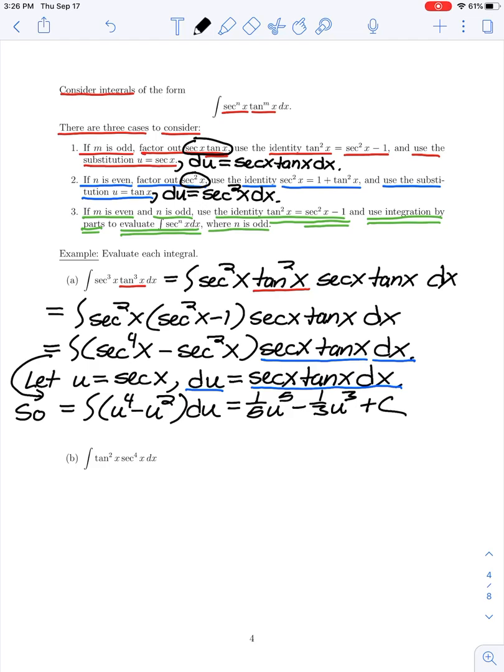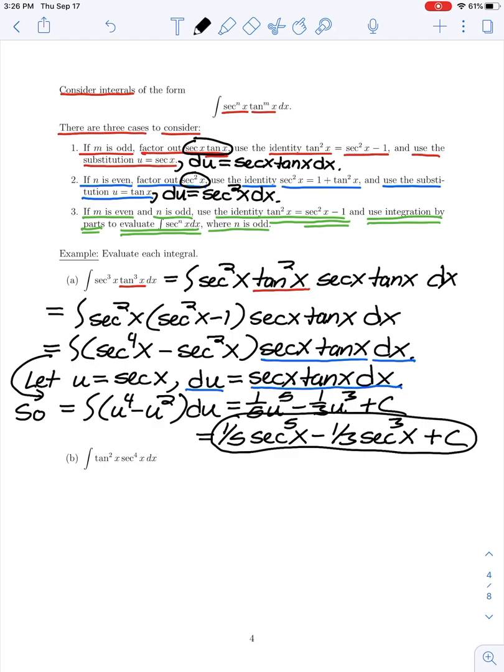Or to get my final answer in terms of x, I'm going to take u, which was secant x, and substitute it into this answer, giving me 1/5 secant x to the fifth power minus 1/3 secant x cubed plus c. So this first example illustrates how to handle an odd power of tangent x.